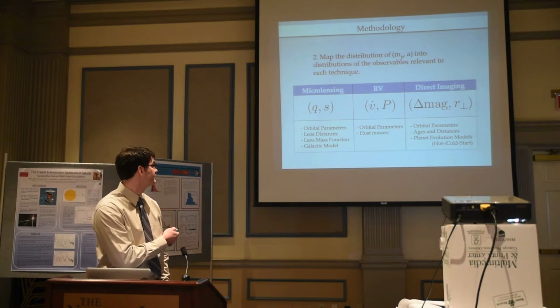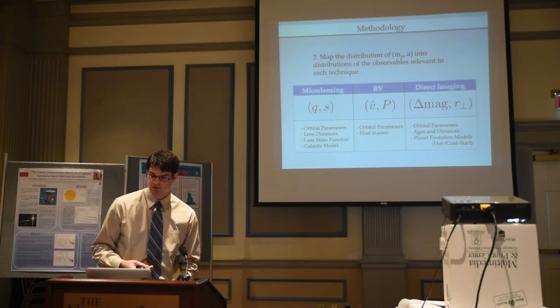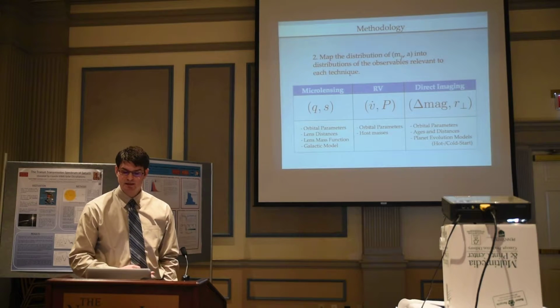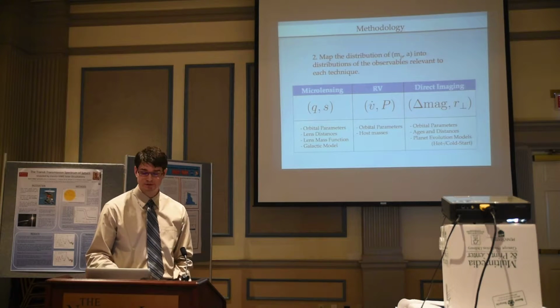For radial velocities, we need to determine the acceleration of the host star due to any planets that may be orbiting them, as well as the period of these planets. In order to do this, we simply need the masses of the host stars and their orbital parameters.